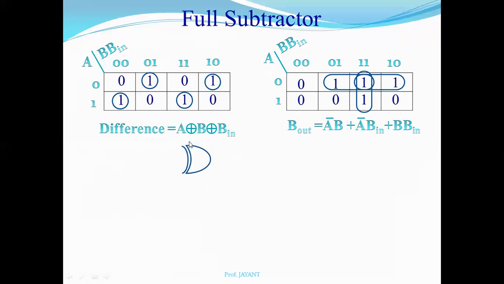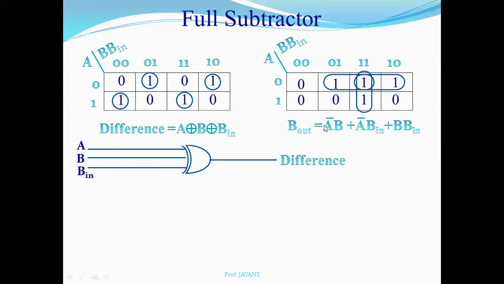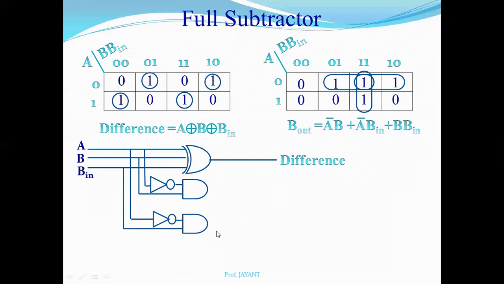And now draw the logic diagram for that equation. So this is your A XOR B XOR B in. This is the XOR gate required, with 3 inputs. A, B, B in are the 3 inputs, so we get the difference here. And for that, A bar B, this is your A bar into B. A bar B in, so A bar into B in, and B B in, so B into B in.